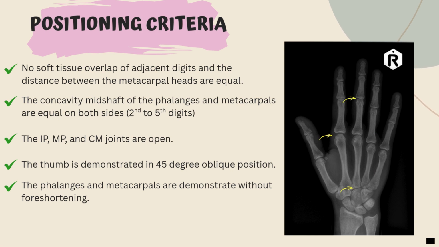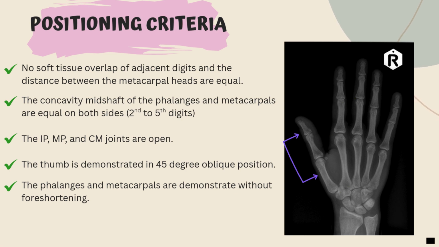Next, the joints should be clearly visible and open. This includes the interphalangeal joints, metacarpophalangeal joints, and the carpometacarpal joints. The open joint spaces indicate proper positioning without overlapping of the bone.